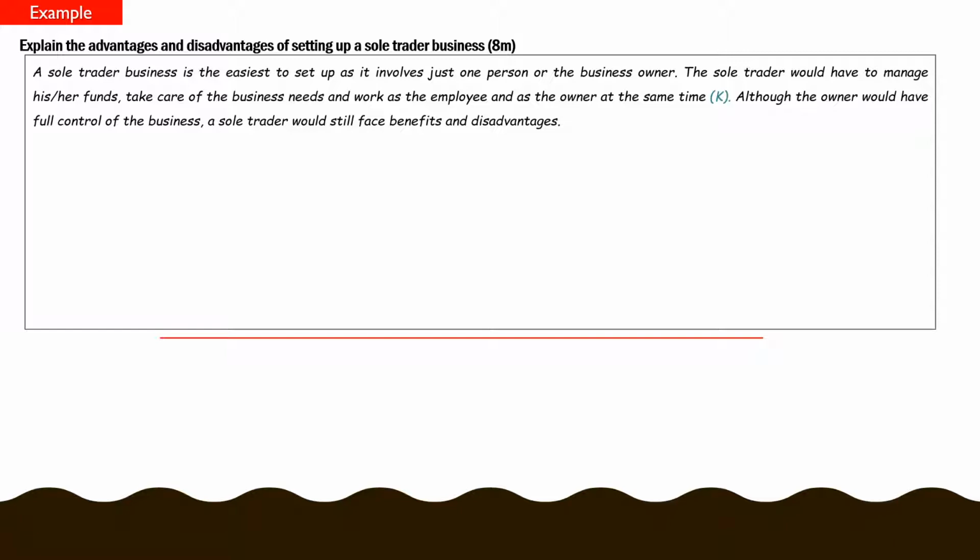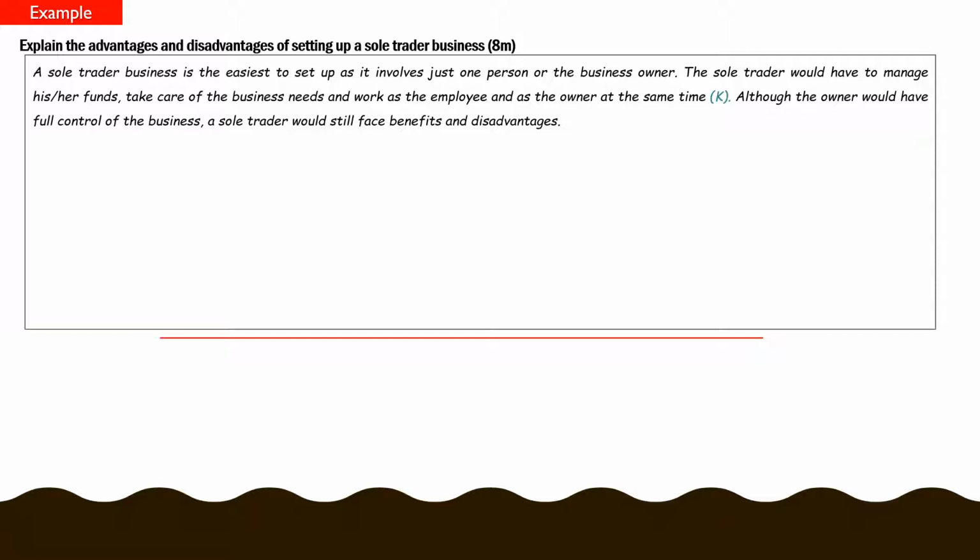A sole trader business is the easiest to set up as it involves just one person or the business owner. The sole trader would have to manage his funds, take care of the business needs and work as an employee and as an owner at the same time. Although the owner would have full control of the business, a sole trader would still face benefits and disadvantages.